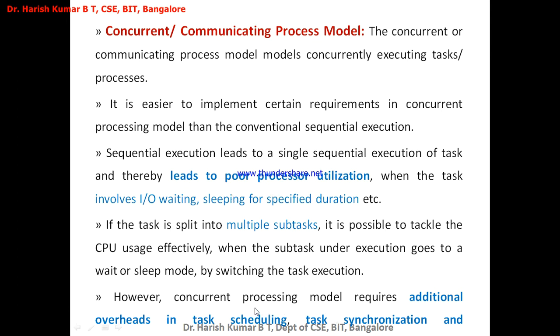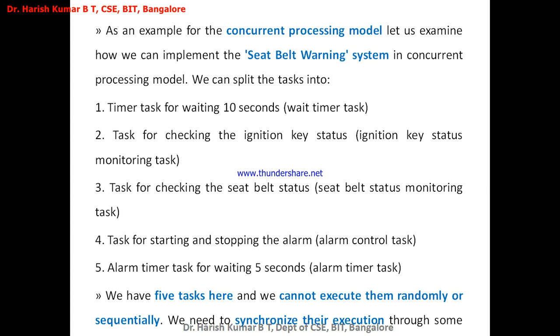Now here, that is the advantage. One is that CPU utilization or processor utilization can be increased, but it has additional overhead in task scheduling and task synchronization. Since the CPU is now switching from one subtask to another subtask, synchronizing between these subtasks is a challenging task. So as an example for the concurrent processing model, again we are taking the seat belt warning system. Now how can the seat belt warning system be split into various subtasks?